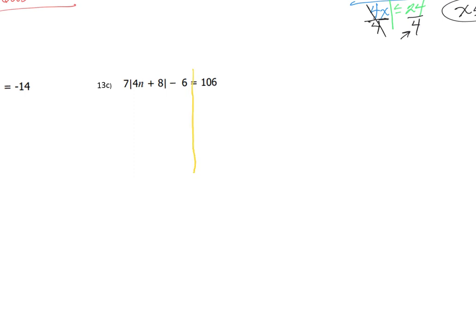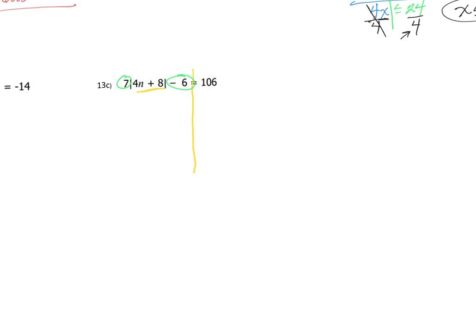Absolute value problem. Now, who's in jail? That's the question. 4n plus 8, he's the guy behind bars. We want to bust him out of there because we really like him. We want him to have a second chance, but he can't get out till his visitors are gone. So who are the visitors? The visitors are 7 and negative 6.